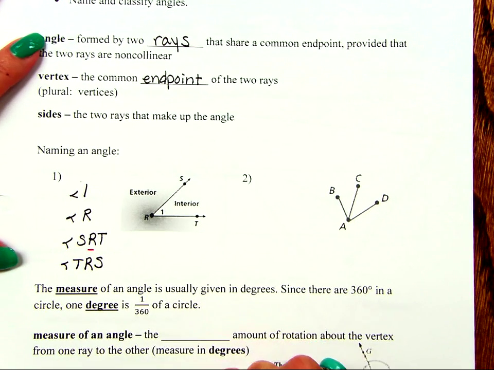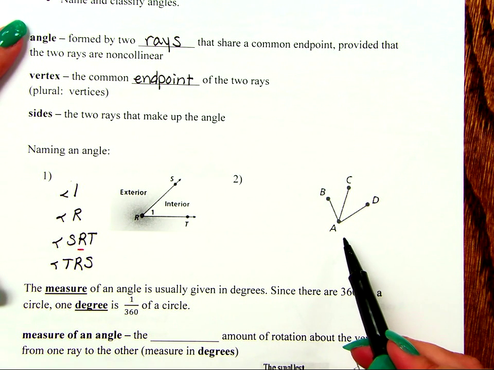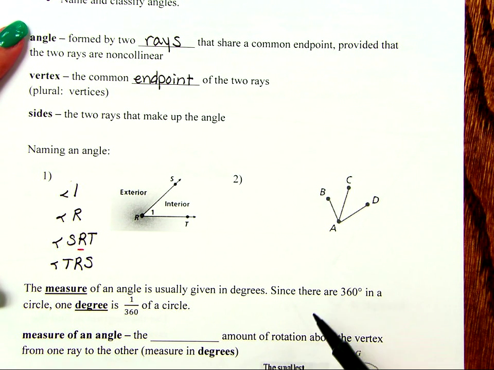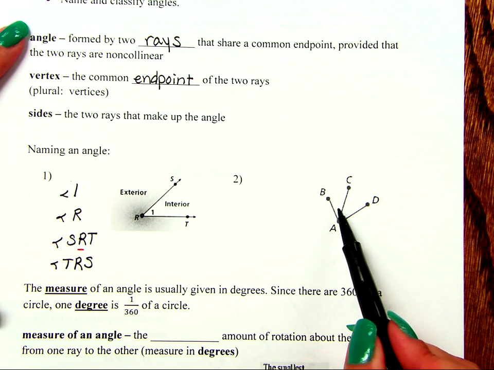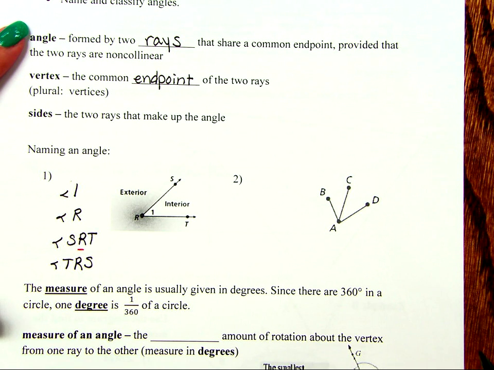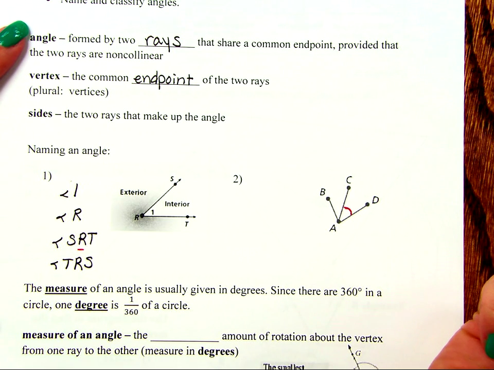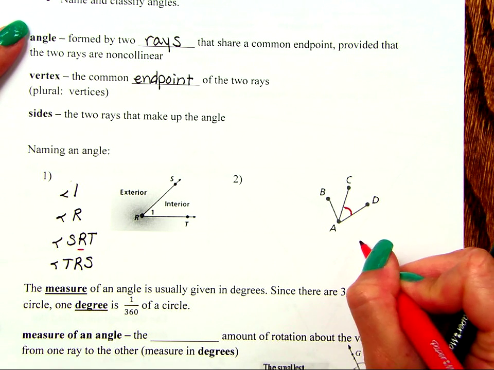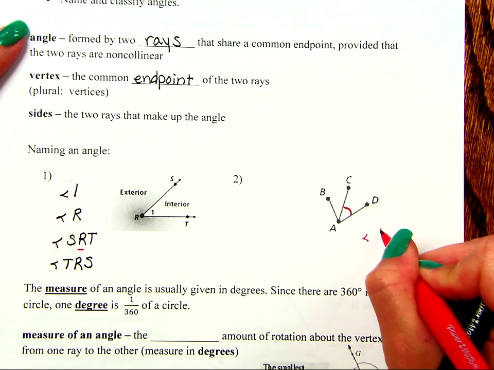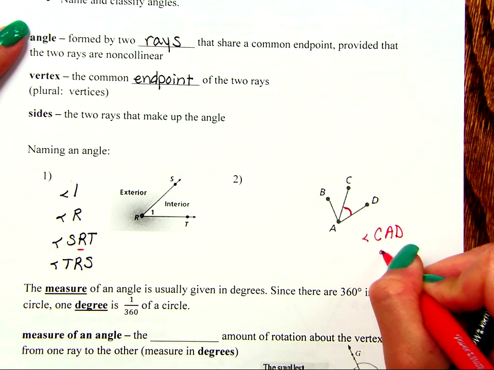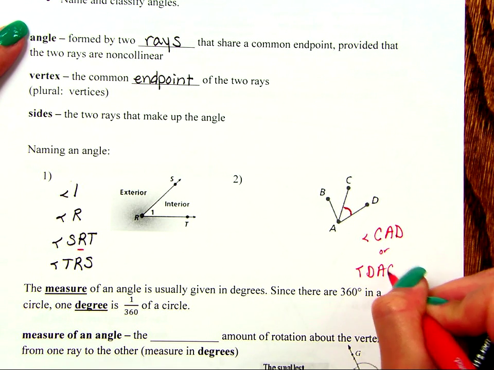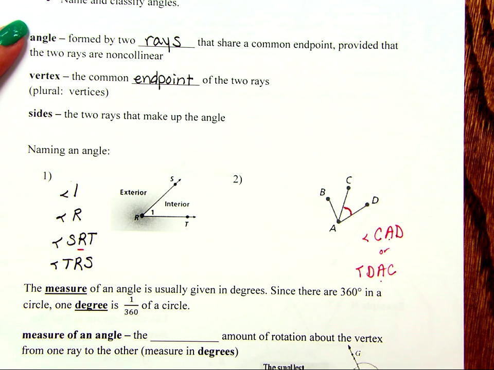Now, when you look at diagram 2, you'll notice that I couldn't just name this as angle A because there's more than one angle possible. I'm not sure which angle we would be talking about, the small one or the large one. You have to be more specific in a case like this. In other words, if I was referring to that angle right there in the red, I would have to use 3 letters and say angle CAD or angle DAC, with the vertex point being the middle letter.